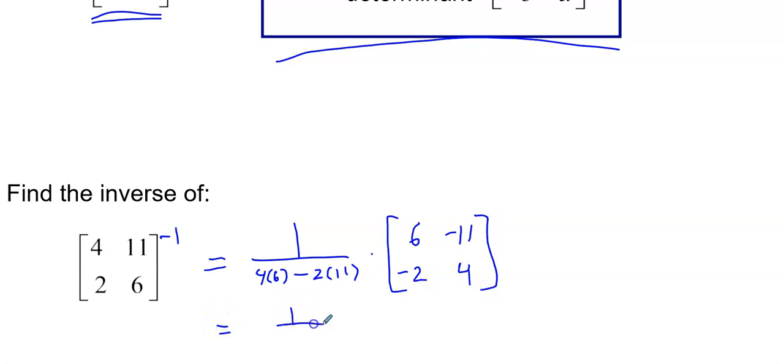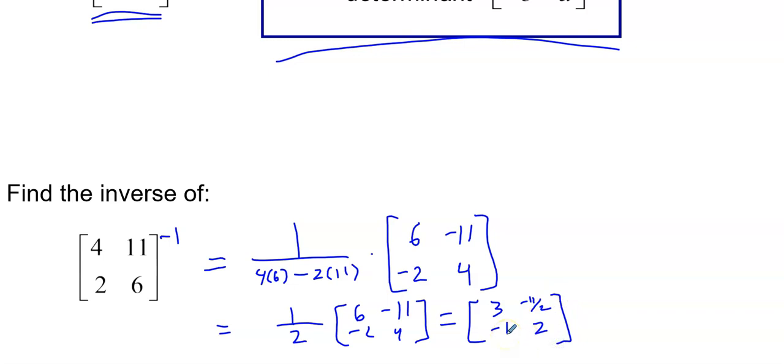So this is 1 over, let's see, that's 24 minus 22, which is 2. So 1/2 times 6, negative 11, negative 2, and 4. And so if I do that, let's just multiply that out. So 6 times 1/2 is 3. You get negative 11 halves. You get negative 1, I believe. Yeah. And you get 2.